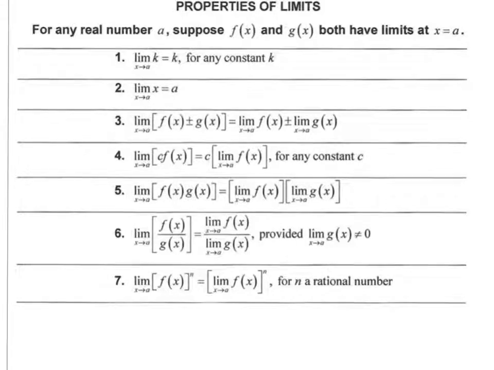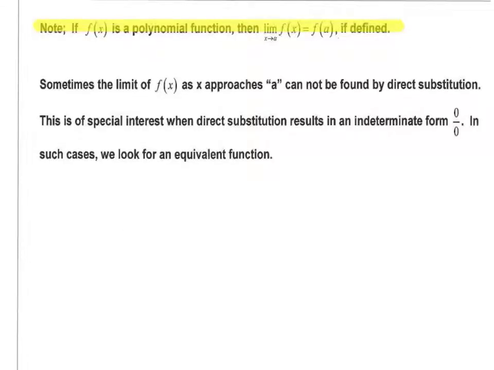So let's try a bunch using those properties, and remember, of course, that we want it to be defined. For any polynomial function, the limit will exist, and we can do direct substitution. That makes it nice and easy for us, and we always want that to be true. So it's lovely if we have our polynomial functions.